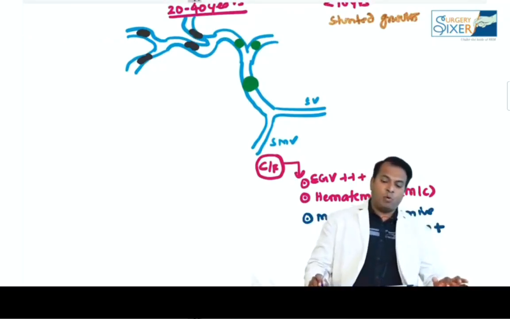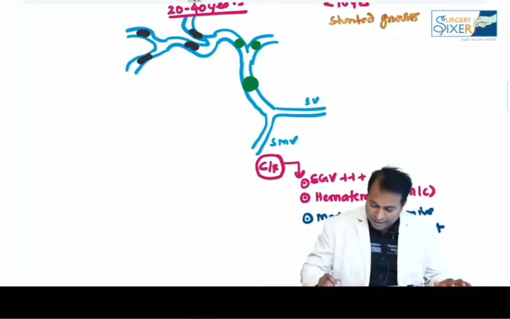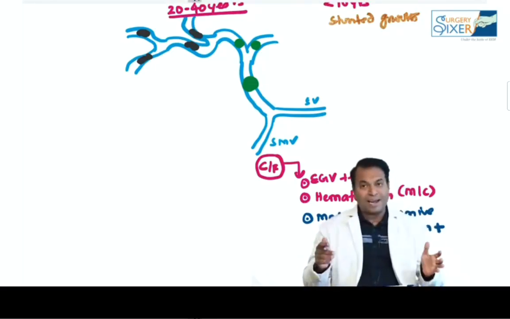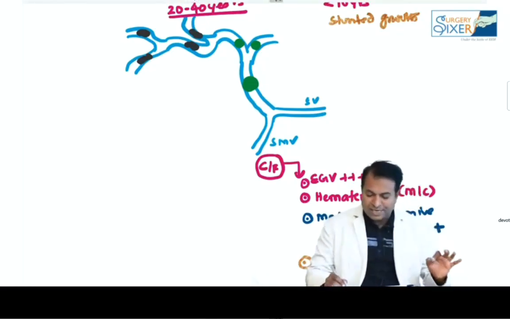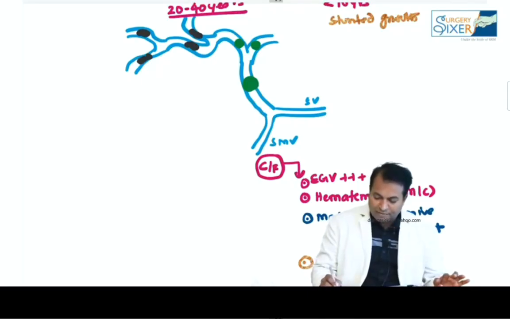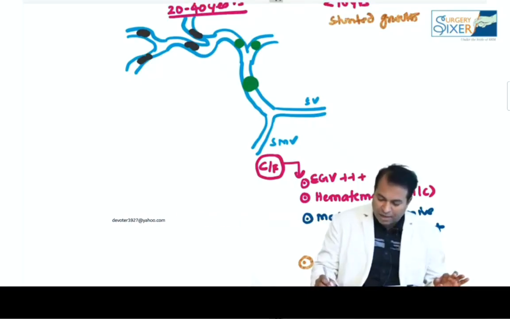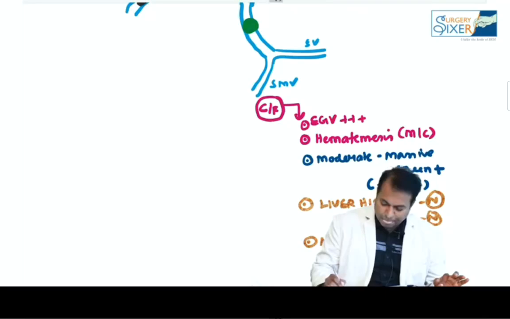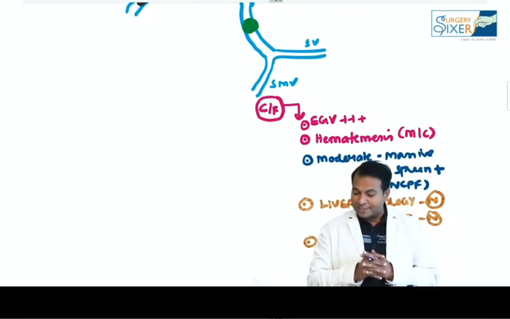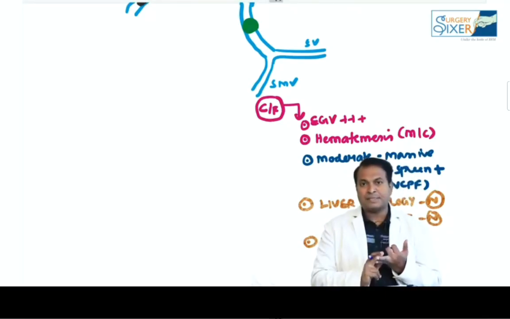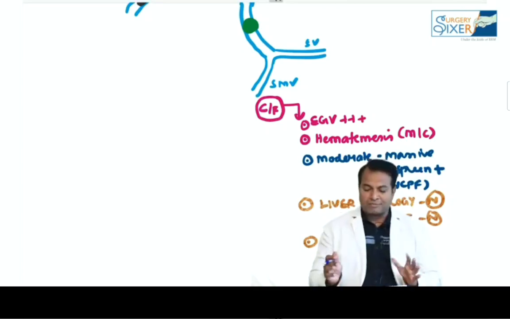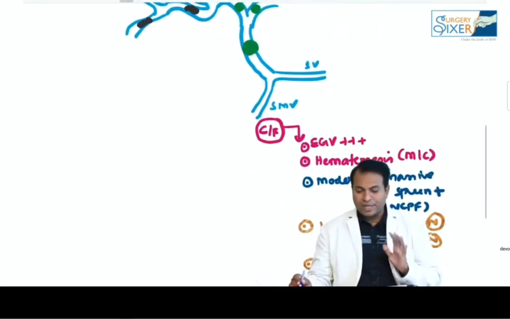The spleen enlargement is bigger in NCPF. But both of them will have splenomegaly. An interesting point is, in both these conditions, liver histology is normal. Please don't forget, liver histology is normal. Therefore, LFT is also normal. And because LFT is normal, there is no ascites. So what are the clinical features of EHPVO and NCPF? They have esophagogastric varices, hematemesis, moderate splenomegaly, normal liver histology, normal LFT. So there is no ascites in these cases.